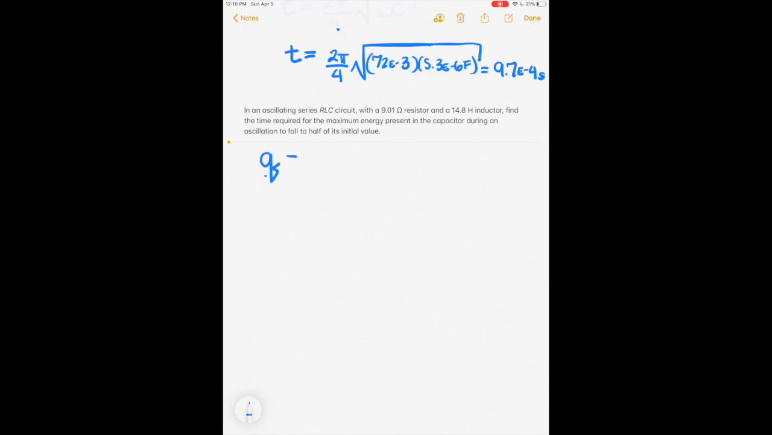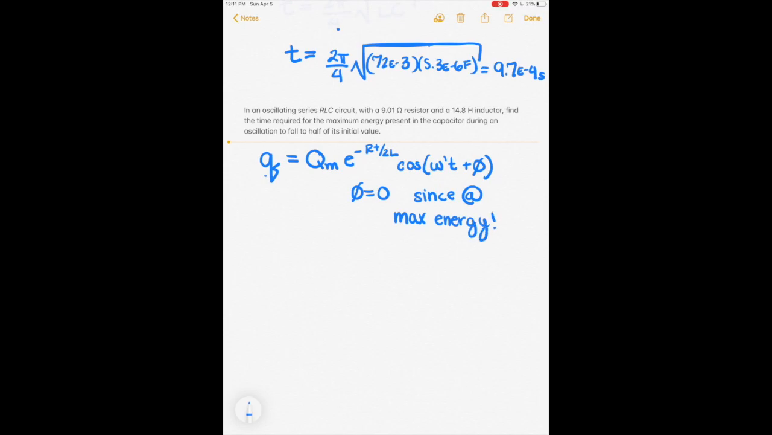So our last problem focuses on the RLC circuit. We have an oscillating series RLC circuit with a 9.01 ohm resistor and a 14.8 henry inductor, and we find the time required for the maximum energy present in the capacitor during an oscillation to fall to half of its initial value. So we are saying that we're at the maximum energy. Since we're at the maximum energy, we don't have a phase angle.